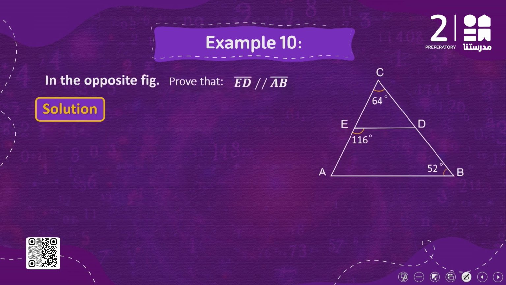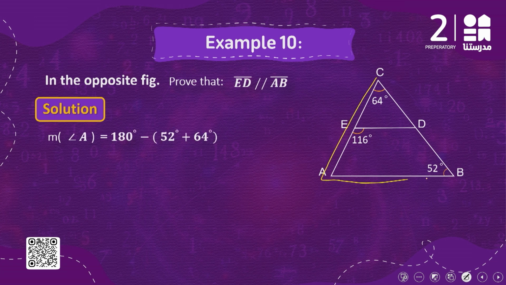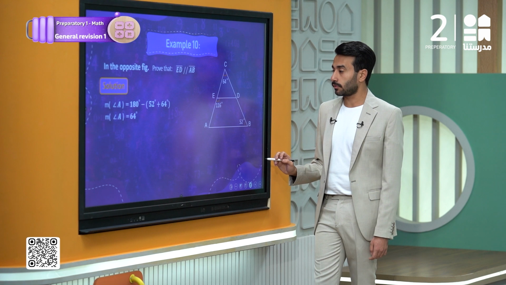In the opposite figure, prove that AD is parallel to AB. You just need to find some angles here. First of all, you have to know that this is a triangle. You have this angle, you have this angle, so you can find this angle: 180 minus the sum of these two angles together. So you have the missing angle in this triangle, which is equal to 64.